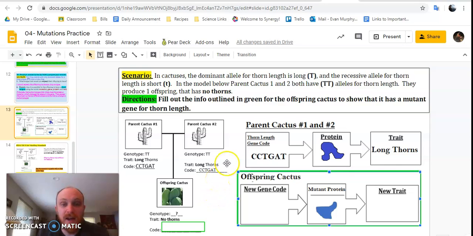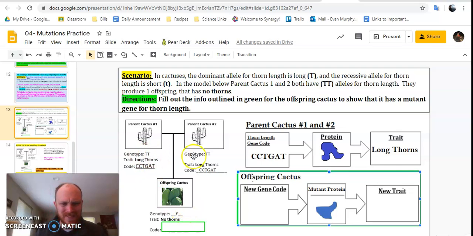In cactuses, the dominant allele for thorn length is long T, and the recessive allele for thorn length is little t. In the model below, parent cactus 1 and 2 have both big T alleles for thorn length. They reproduce, and they make one offspring, and that offspring has no thorns.